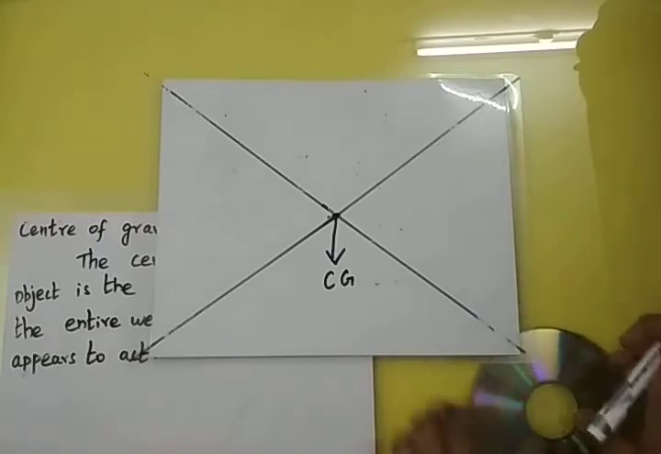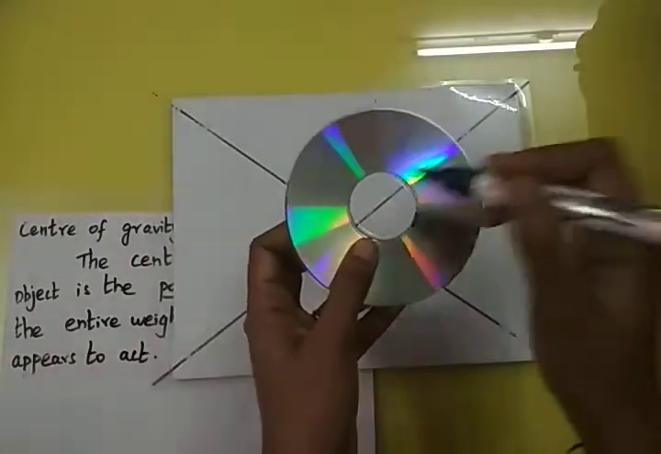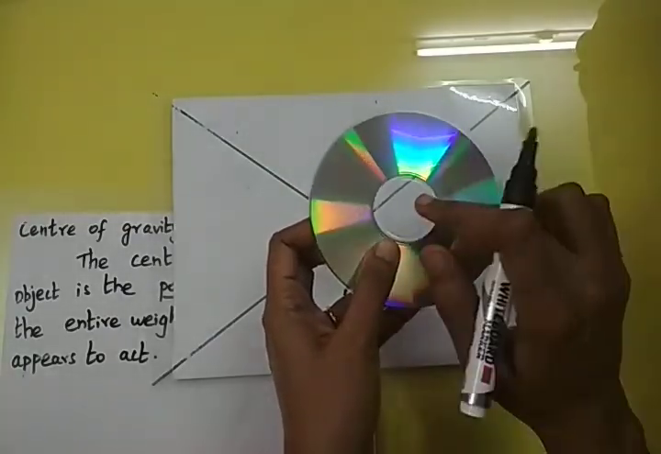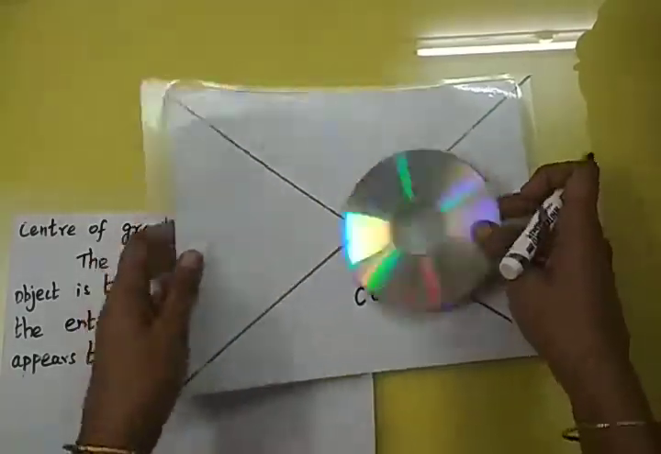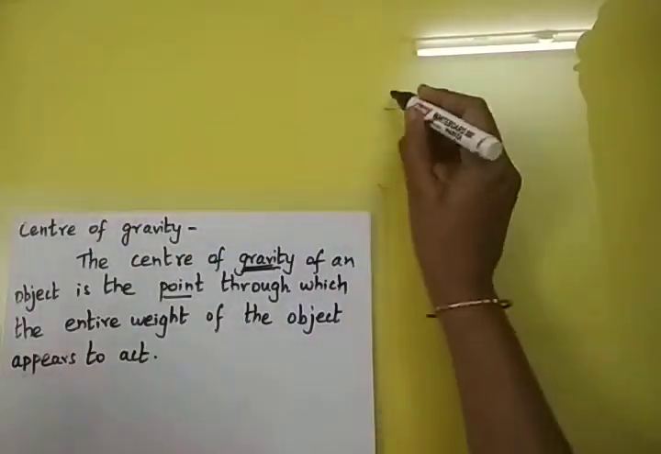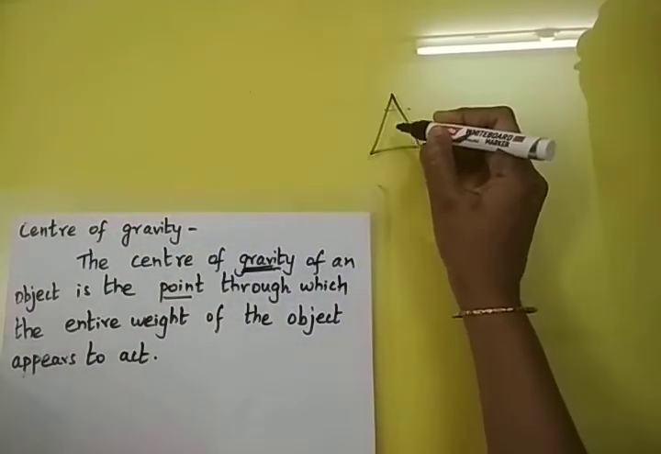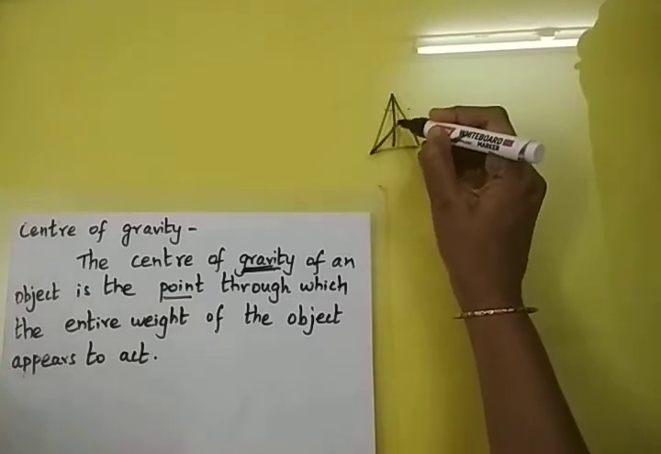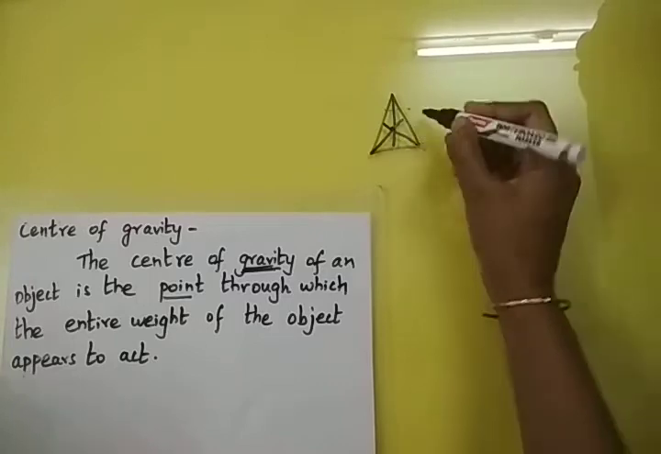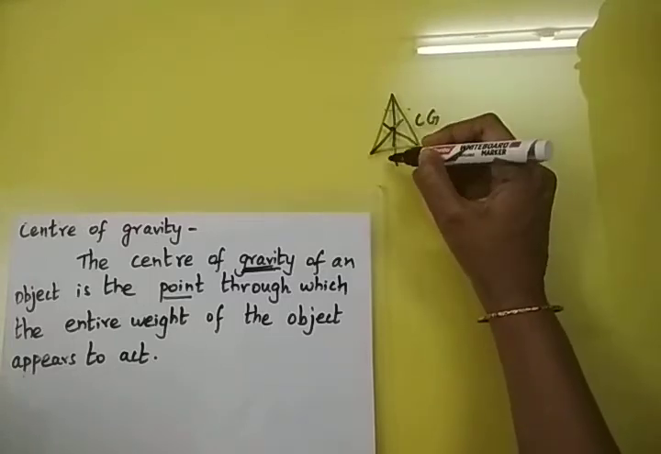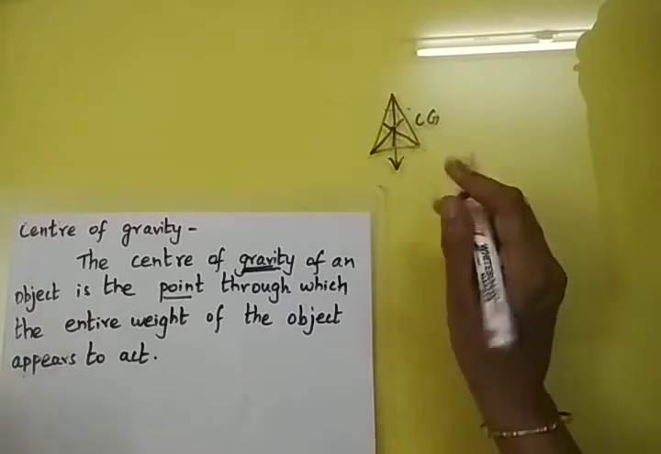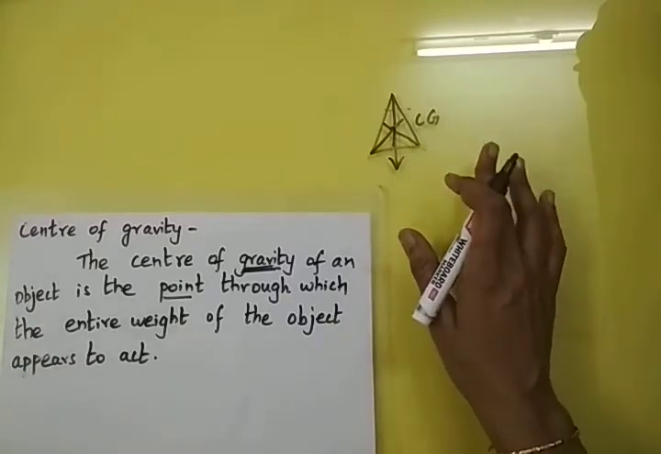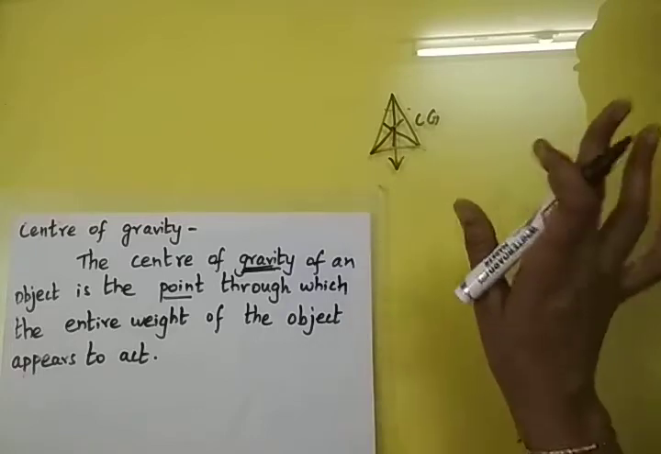Similarly, if it is a circular disc, the center of gravity will be here, at the center, where there is actually no mass. If it is a triangular lamina, the centroid, which is the point of intersection of the angle bisectors, will be the center of gravity through which the weight of the body will act, right? So if it is a regular figure, that is, one which has a perfect geometric shape, the geometric center will be the center of gravity.